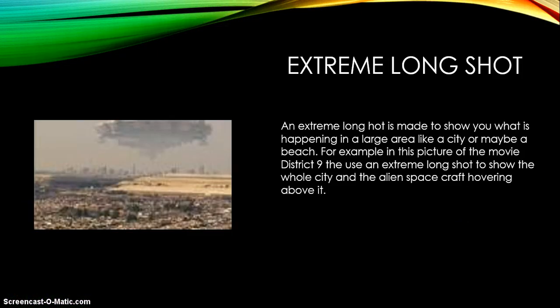An extreme long shot is made to show you what is happening in a large area, like a city or maybe a beach. For example, in this picture of District 9, they use an extreme long shot to show the whole city and the alien spacecraft hovering above it.